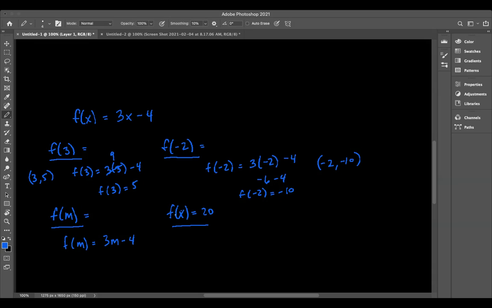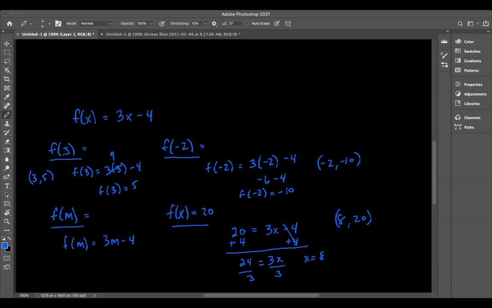Now, this one is a little different. We have f of x equals 20. So f of x, the y, is going to equal 20 at this point. So now all I have to do is put 20 here, okay? And then I do 3x minus 4. Now I want to go about solving this type of problem. So again, I add 4 to both sides. I think we all know how to do that. So that gives us 24 equals 3x, and then we divide by 3 on both sides. And so we know that x equals 8. So therefore, we can make the coordinate point (8, 20).